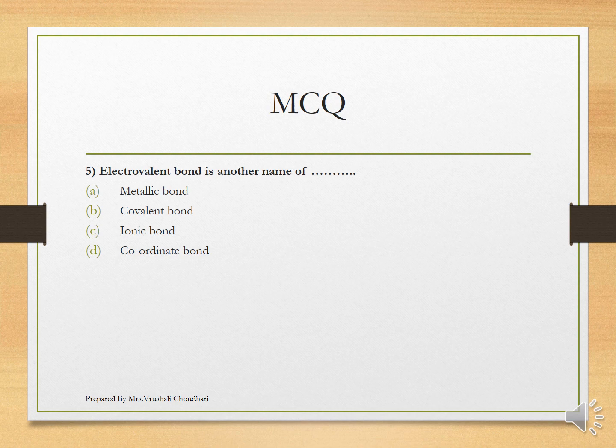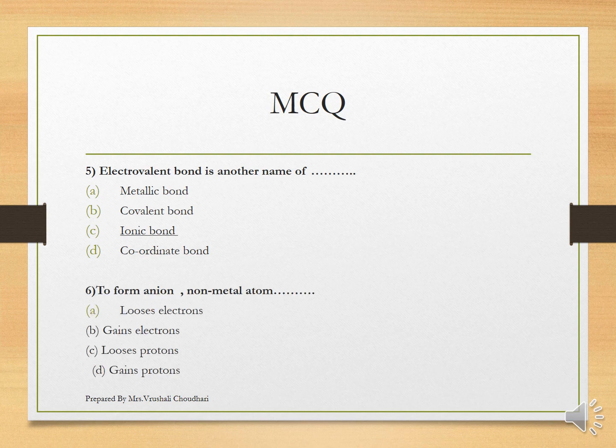Electrovalent bond is another name of the ionic bond. How is the electrovalent bond formed? By loss and gain of electrons. When the loss and gain of electrons take place, they form cations and anions, positive and negative charged ions. So it is also called an ionic bond.